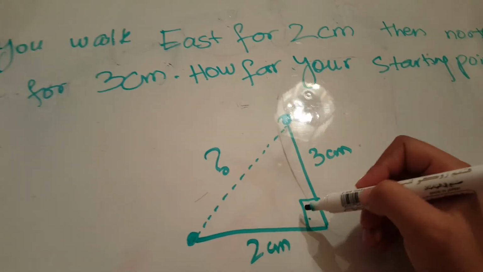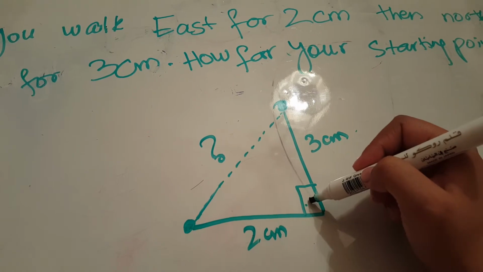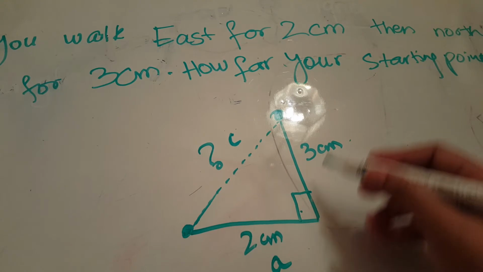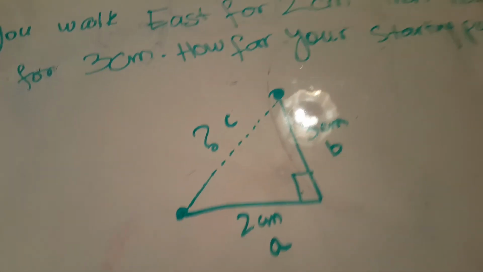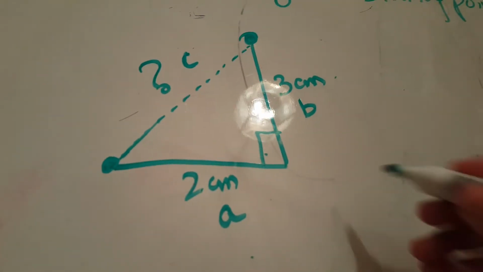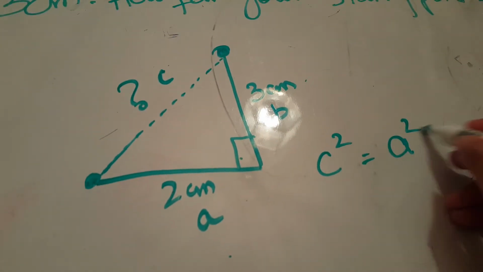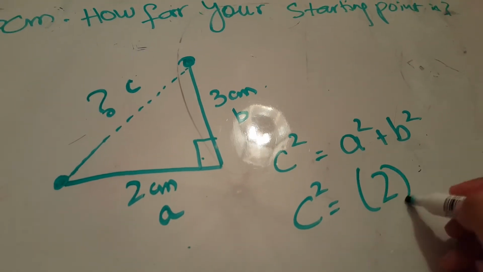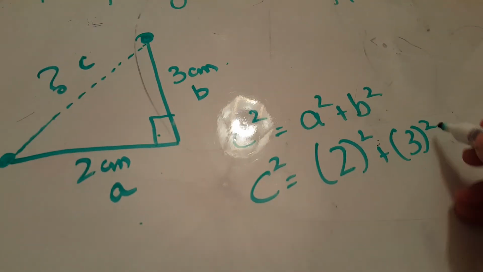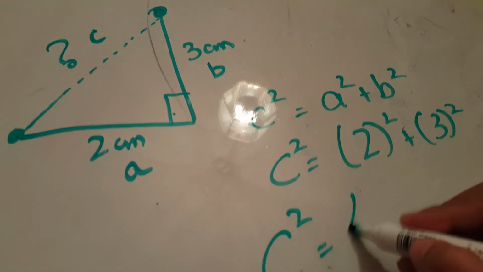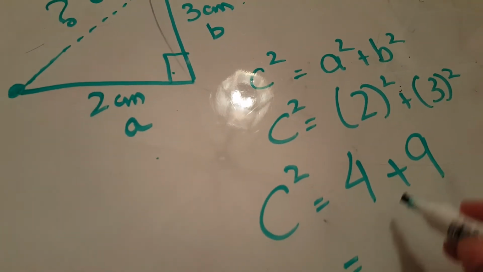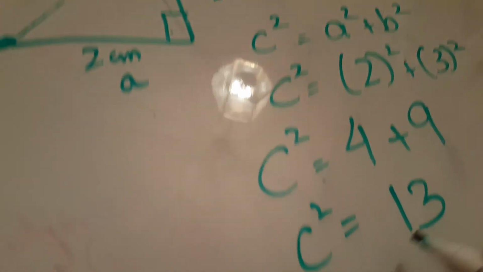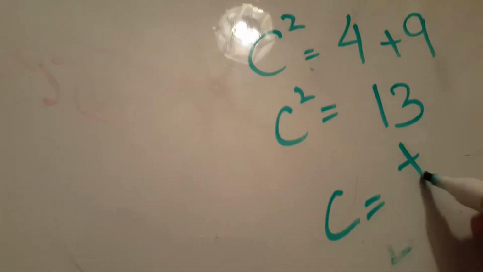Any side which is opposite to the right angle is the hypotenuse. This is my C here, and let's say this is A and this is B. Now C square is equal to A square plus B square. So C square is equal to 2 square plus 3 square, which is 4 plus 9, and that is 13. So C square is equal to 13, and C is equal to plus minus square root of 13.